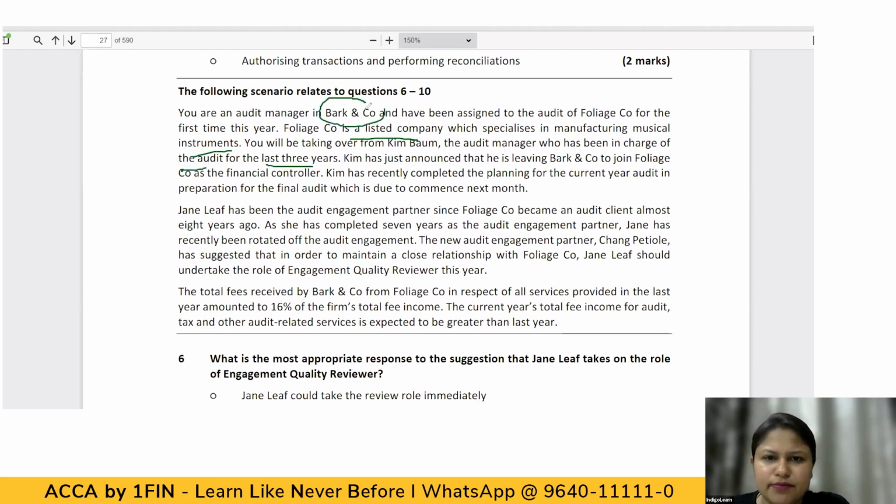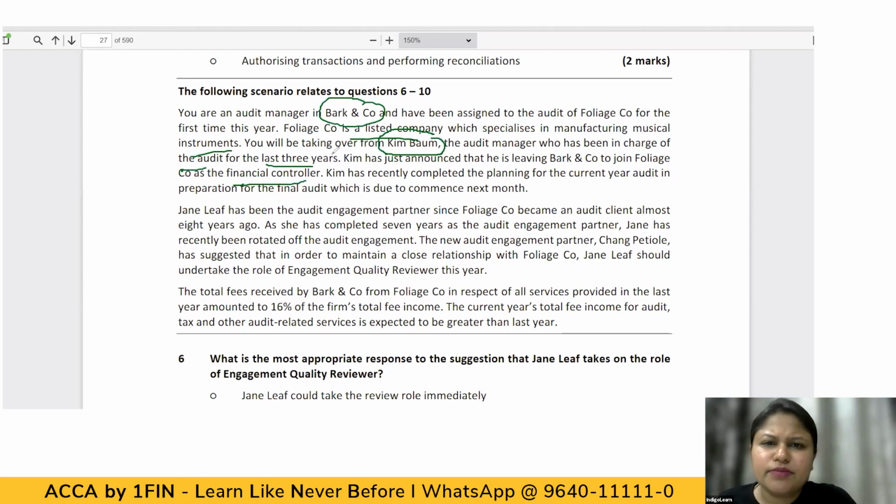So we are who? Bark & Company. The retiring auditors are Kim Bond. Kim has just announced that he is leaving Bark & Company to join Foliage Company as a financial controller. One second, you are the audit manager in Bark & Company and have been assigned the audit of Foliage Company for the first time. Okay, you have been appointed.